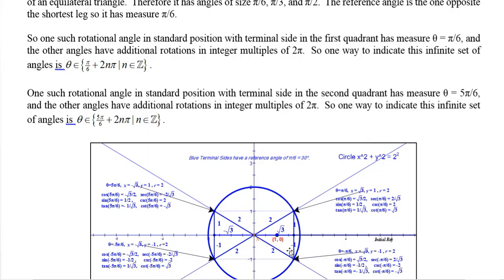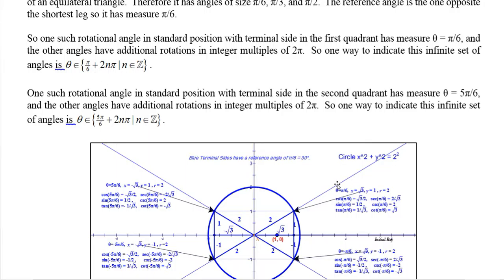So what are some rotations that will get you there? The smallest angle of rotation, which is also the smallest positive angle, would be pi over 6 to this one right here in the first quadrant, and this one in the second quadrant would be pi minus pi over 6, so that's 5 pi over 6.